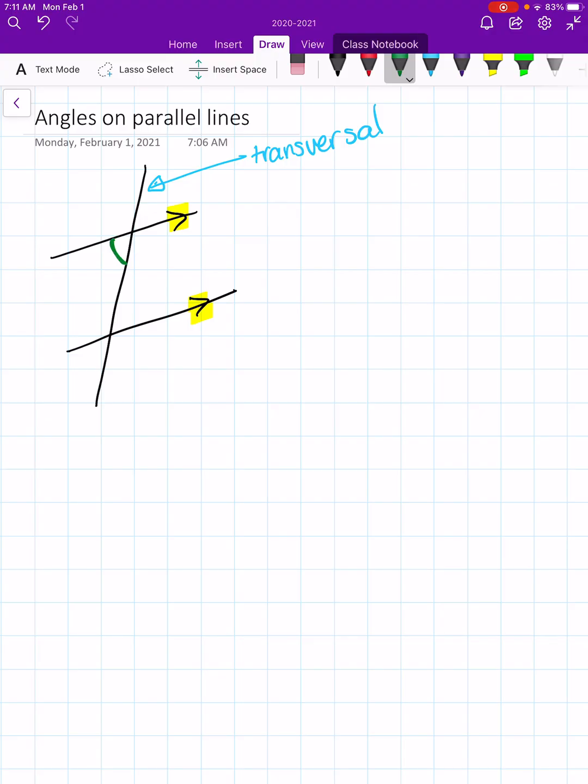So one of them is that these angles are equal. Okay, so the green angles are equal, and we give those angles a name. We call them alternate angles.